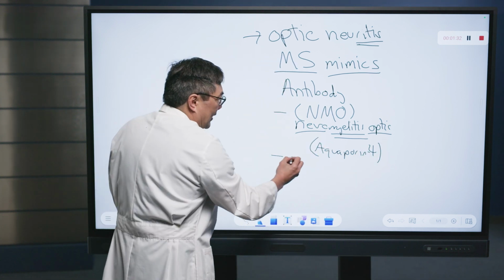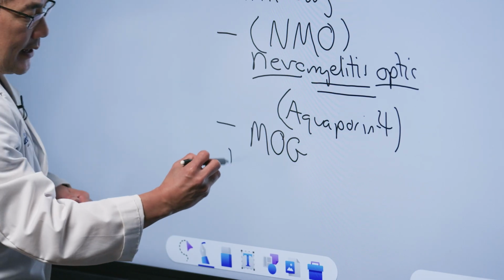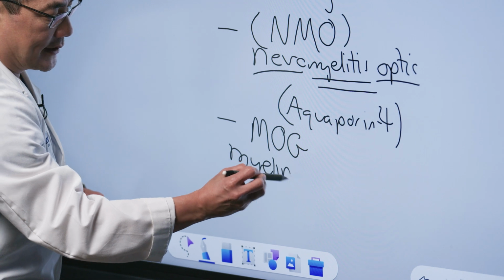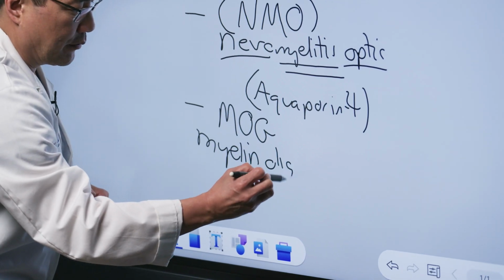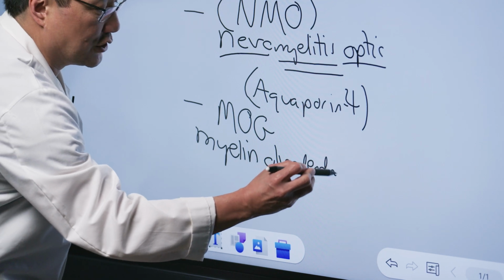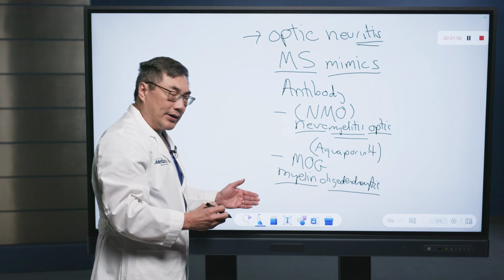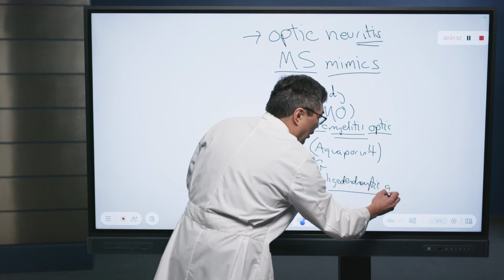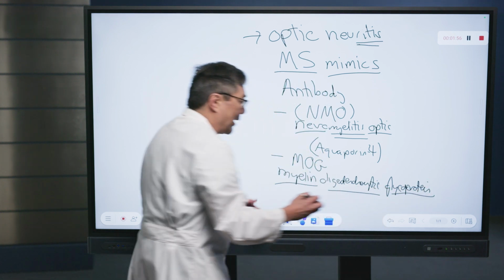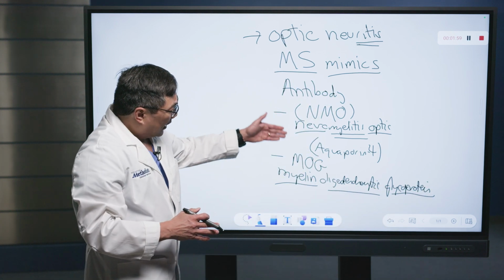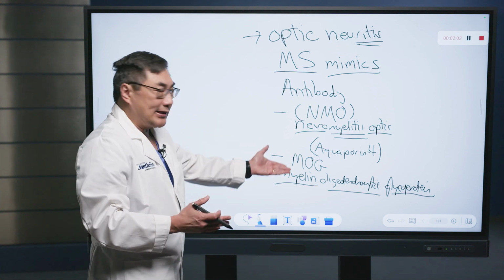And the second antibody that we need to know about is called myelin oligodendrocyte glycoprotein. Myelin, because the target is the myelin, the covering of the optic nerve. Oligodendrocyte, which is the cell that is in charge of making the myelin and supporting the myelin in the central nervous system. And glycoprotein, which is the cell surface receptor that your body's immune system identifies in fighting against infection, and it makes a mistake and attacks you.